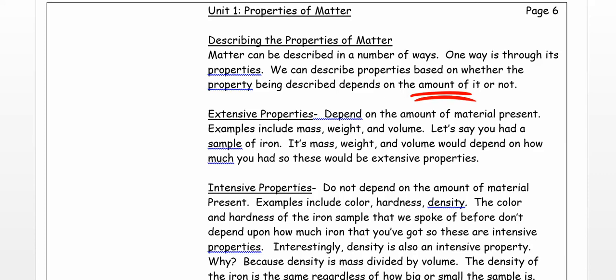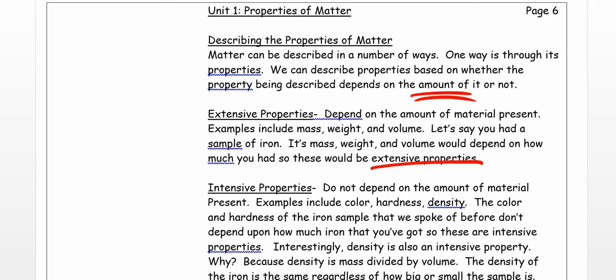For example, mass depends on the amount. The more you have, the more it weighs, the more the mass is. Weight and volume, those are all extensive properties. They depend on how much you've got. Let's say you had a sample of iron. Its mass, weight, and volume would depend on how much you had, and so these are extensive properties, right?